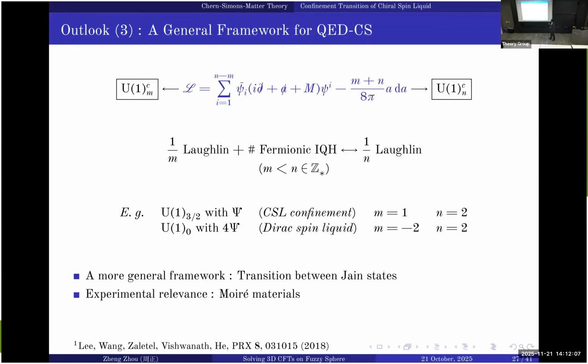We mentioned before. And this also includes some theories that we are very interested in. For example, the Dirac spin liquid, which has U1 gauge field with no Chern-Simons coupled to 4 flavors of fermions. Moreover, we are trying to develop a more general framework that studies the transition between Jain states instead of the Laughlin states. Experimentally, they are relevant to the Moiré materials.